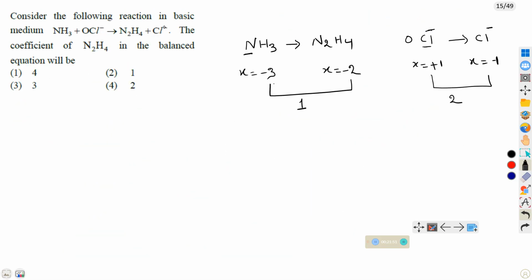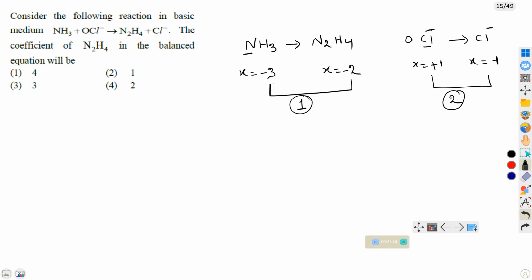Consider the following reaction in basic medium. NH3 plus OCl minus gives rise to N2H4 plus Cl minus. The coefficient of N2H4 in the balanced equation will be. First, NH3 is converted to N2H4. N factor value is equal to 1. OCl minus is converted to Cl minus. N factor value is equal to 2.